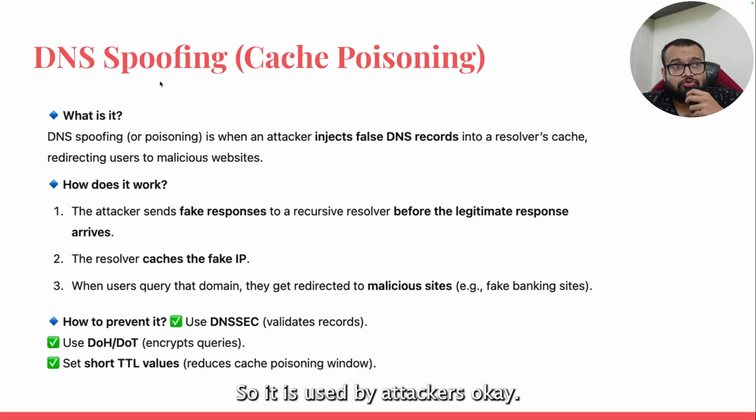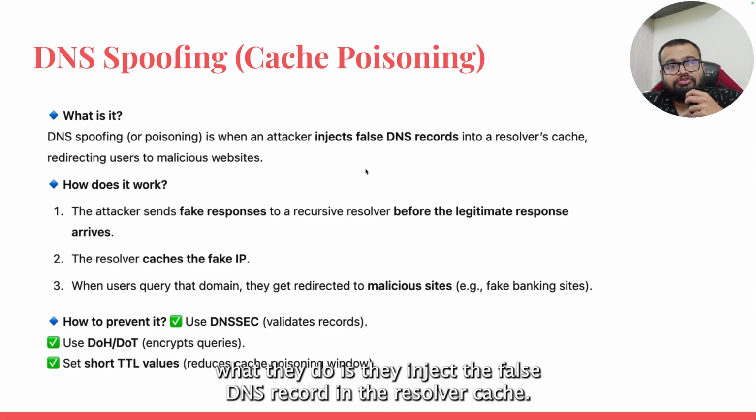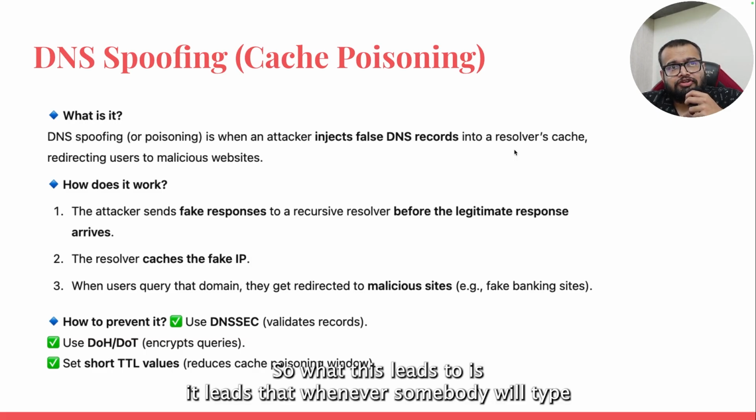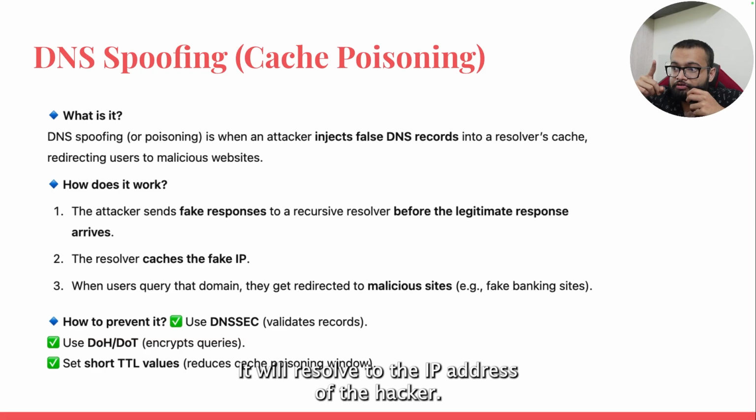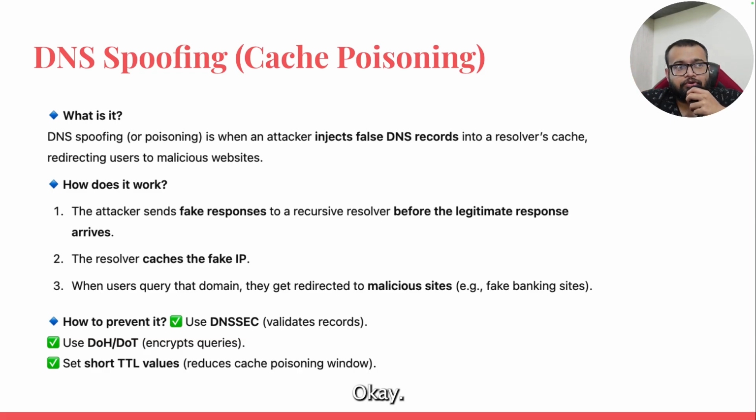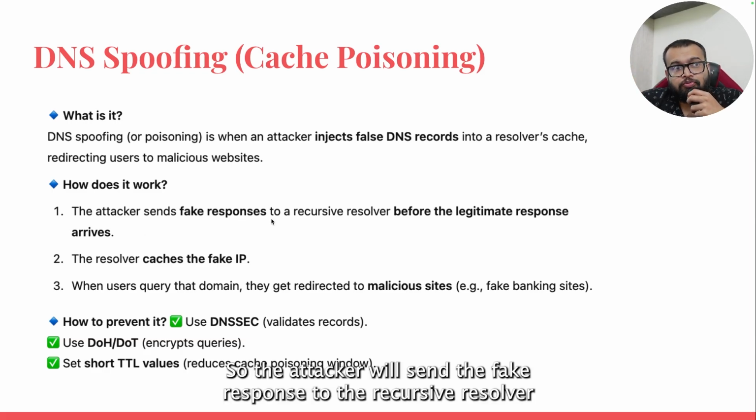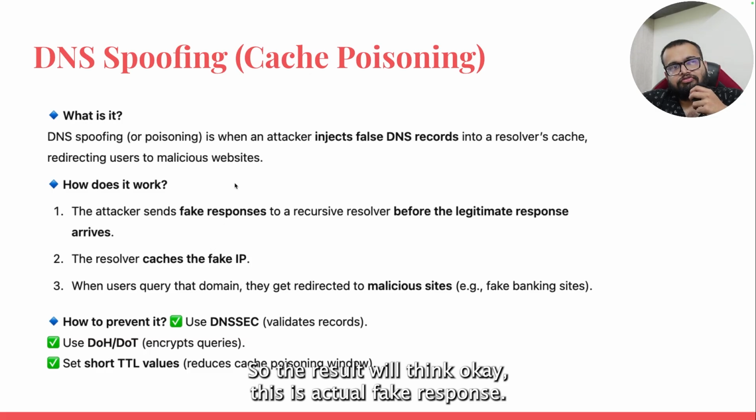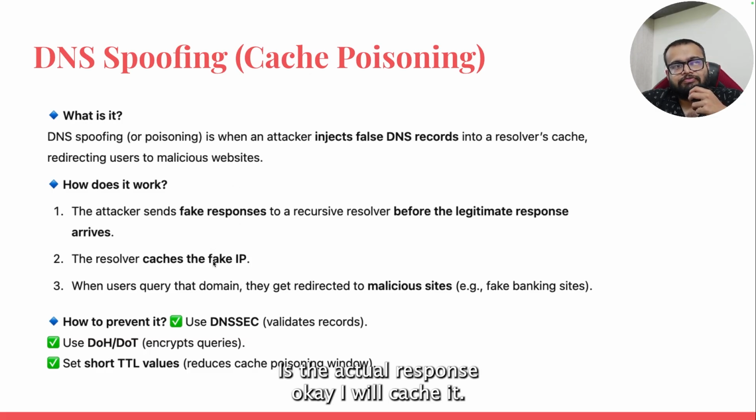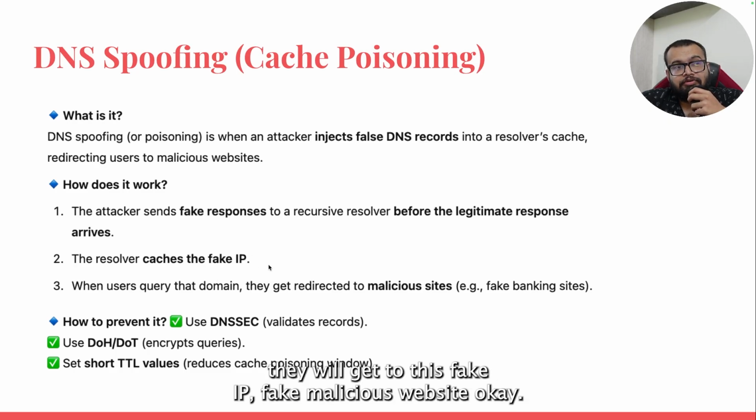Next we will read about DNS spoofing, which is cache poisoning. It is used by attackers. They inject a false DNS record in the resolver cache. This leads to a situation where whenever someone types www.google.com, it will not resolve to the actual IP address of Google. It will resolve to the IP address of the hacker. The attacker sends a fake response to the recursive resolver before the legitimate response arrives. The resolver thinks the fake response is the actual response and caches it. So when the user queries that domain, they get to this fake IP, a malicious website.